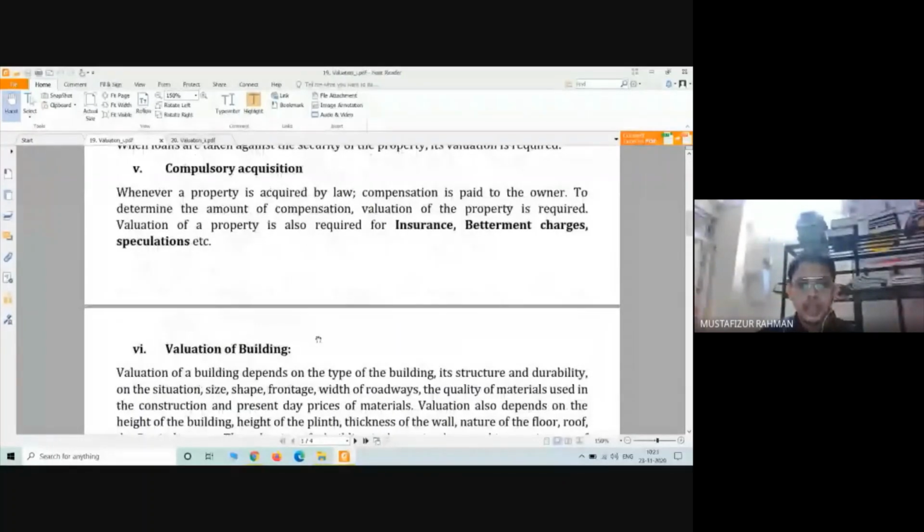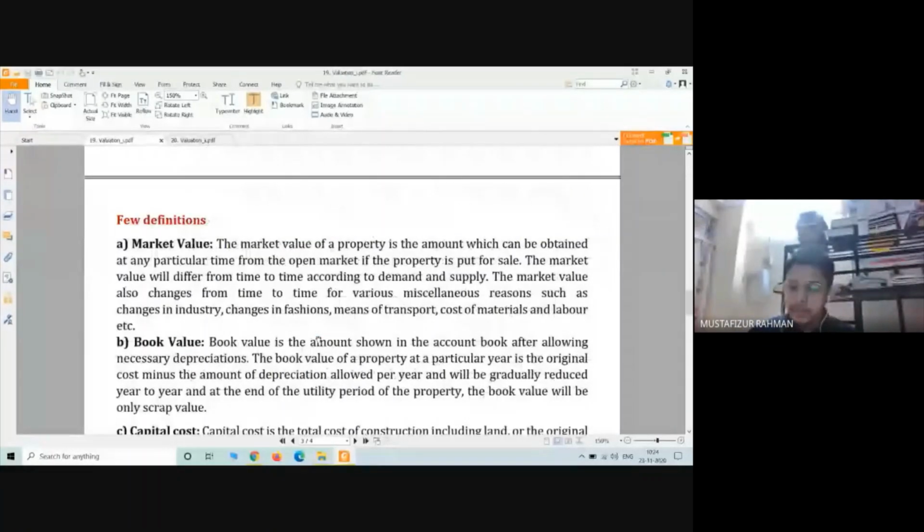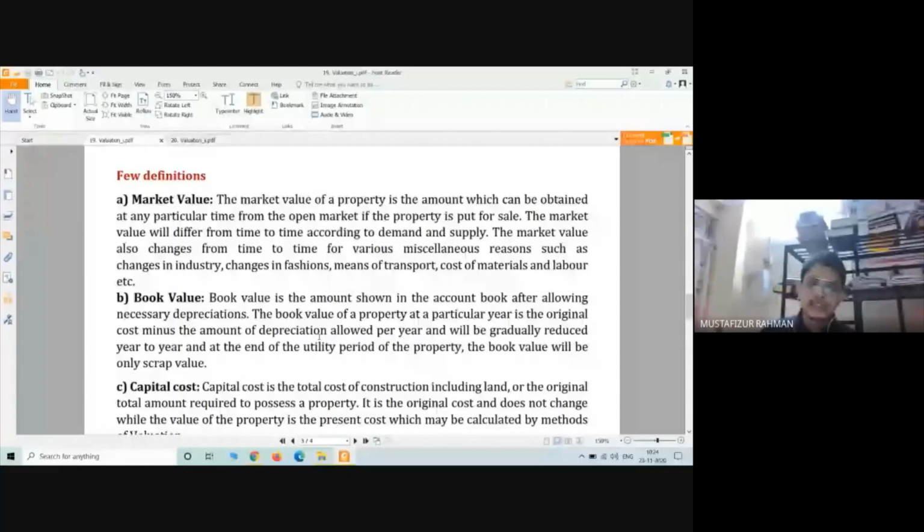Now we have a few important definitions. These are important. Now, what is market value? It is the value that I will get if I sell my property in the market. If you have a property, say for example in 2010 you bought it cheaply, and then the area developed very quickly. Now it is becoming an urban economic center or business center. So the value of the property will increase tremendously. So that is the market value.